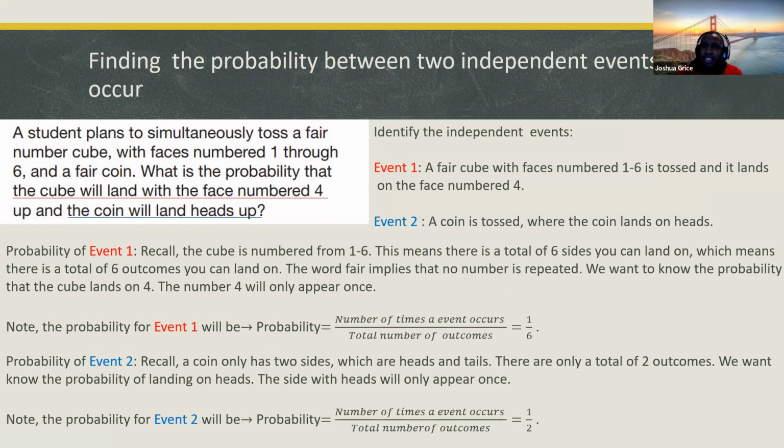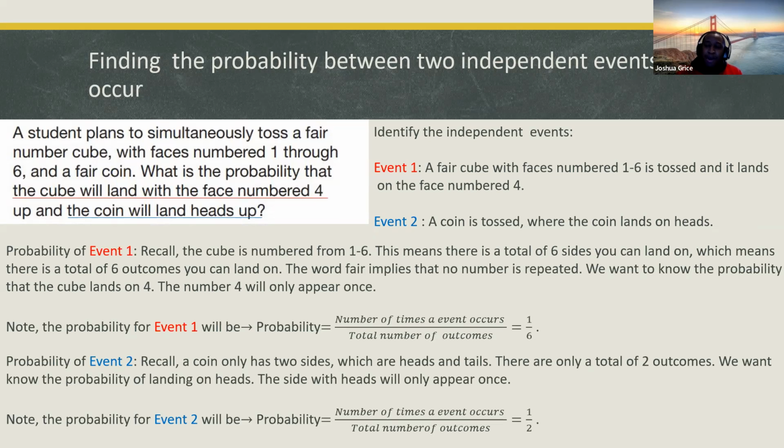So the first thing we want to do is try to find our independent events. So recall I said when you toss a coin and toss a cube, they don't have anything to do with each other for something to happen. And so a fair cube is numbered from 1 to 6. So a cube has a total of 6 sides, and we're numbering it from 1 to 6. So this tells us that the total outcomes here, either you can land 1, 2, 3, 4, 5, 6. So that's a total of 6 outcomes.